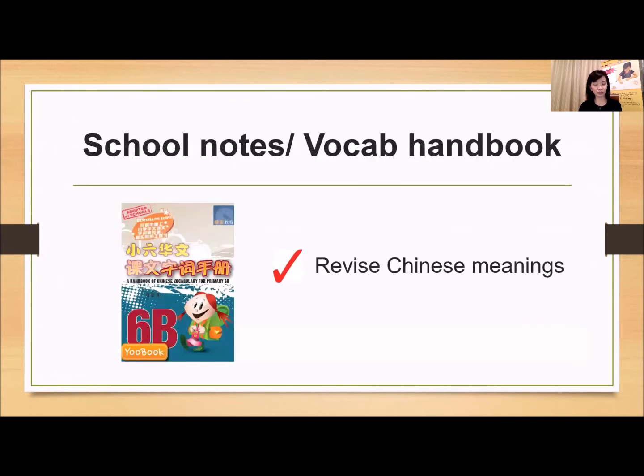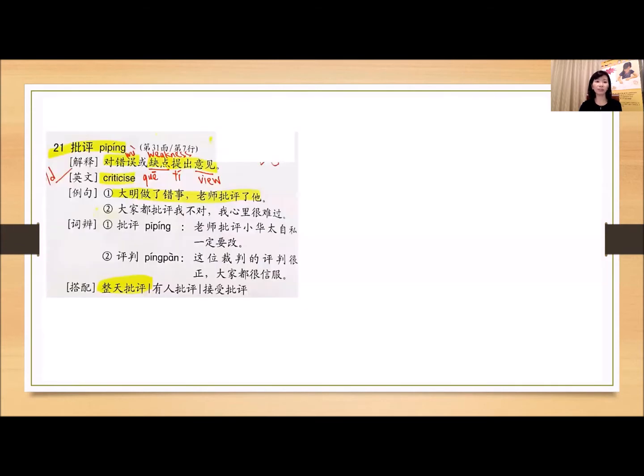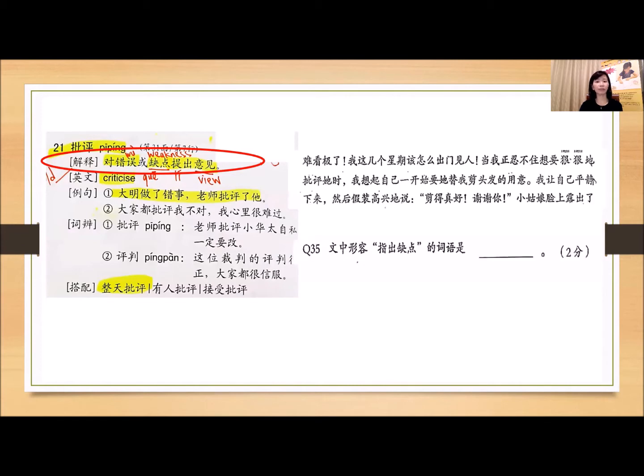In order to answer this question, students need to revise their school notes or vocabulary handbook. They must revise the Chinese meaning that is being taught. All right, so let's look at the vocab handbook itself. So, 批评 Chinese meaning is 对错误或缺点提出意见. Okay, if the student remembers the meaning, then let's go back to the question.